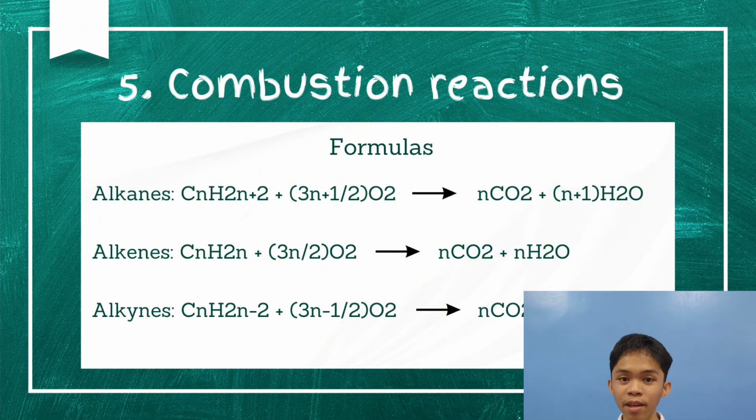Just like for an alkene, we will just follow its respective formula, which is CnH2n minus 2 plus 3n minus 1 over 2 for oxygen, resulting into nCO2 plus n minus 1 H2O. Then plug the number of carbon atoms, which is 2, into the formula, and you will have the complete equation.